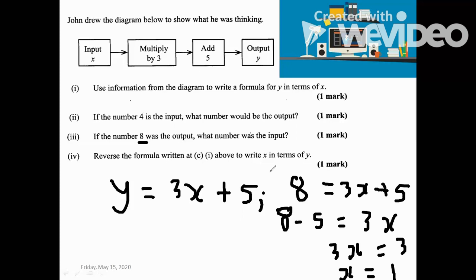All right. So part 4 says reverse the formula. So we're going to ignore this thing here, and it says reverse the formula written at I above to write x in terms of y. So you notice the first part says write a formula for y in terms of x. So when it says in terms of x, it means that the right hand side must have x in it. But when it says write x in terms of y, it means that on the right hand side, y must be in it. In other words, we want to make x the subject of the formula here, equation 1.